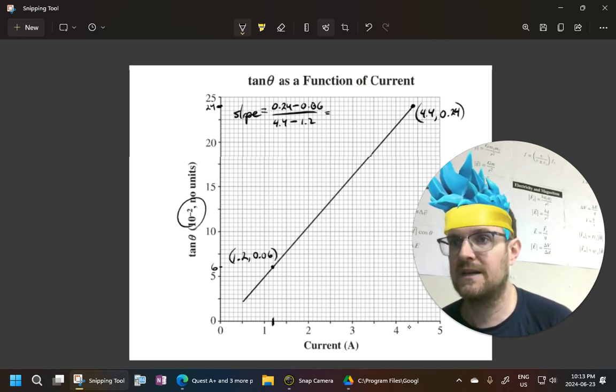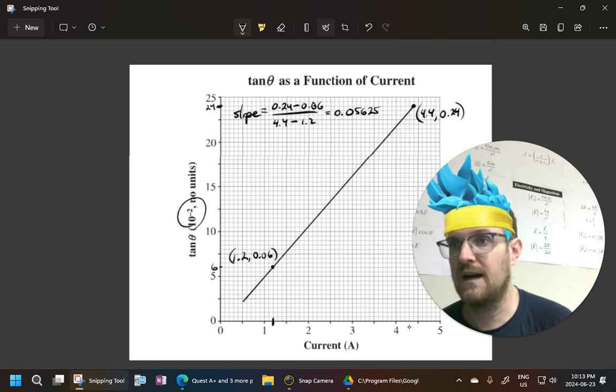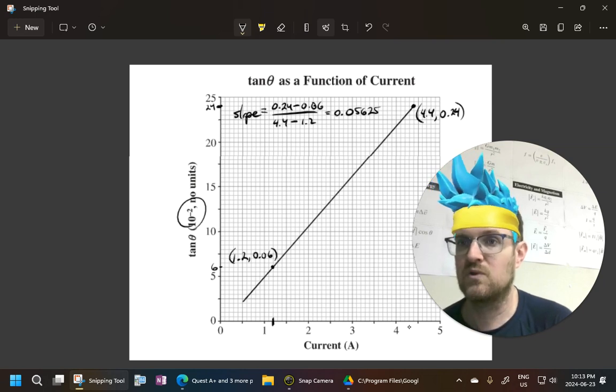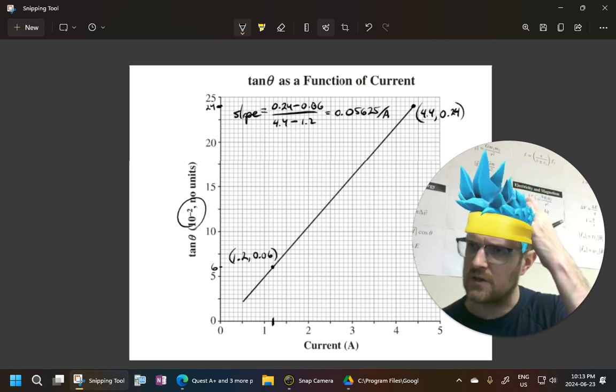So we got a slope here. Well, at least I get a slope of 0.05625, and no units over amps. Rise over run, so this is like per amp or something. The units of that I'm not too concerned about here.